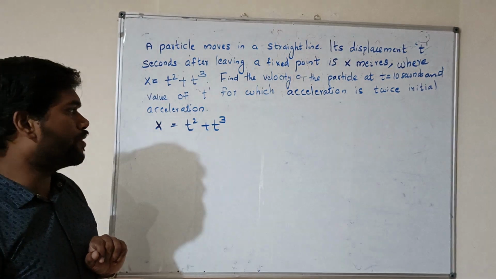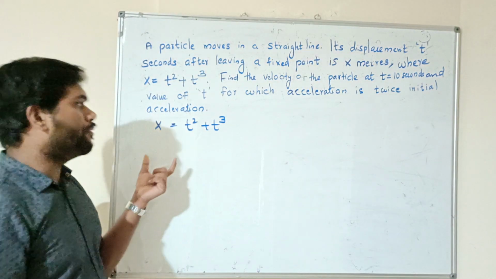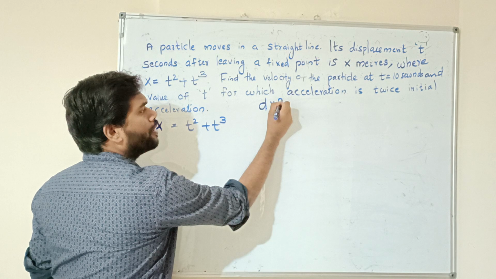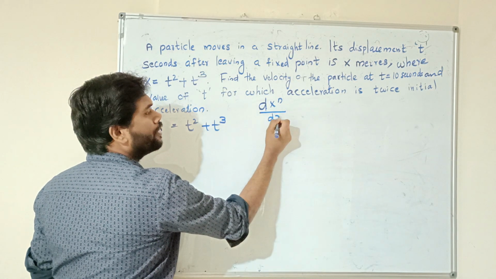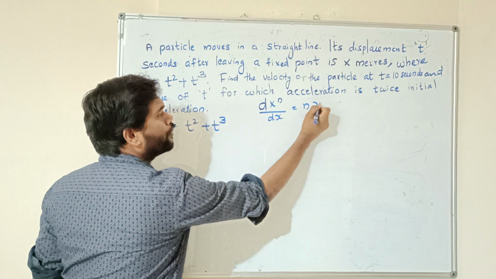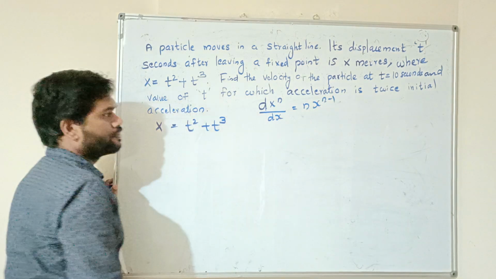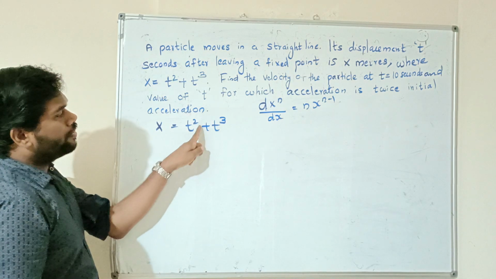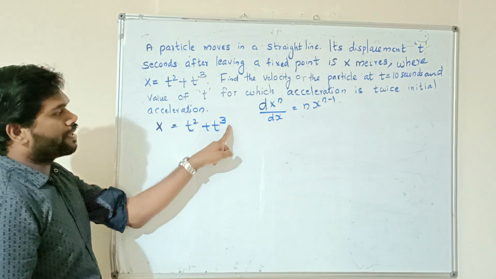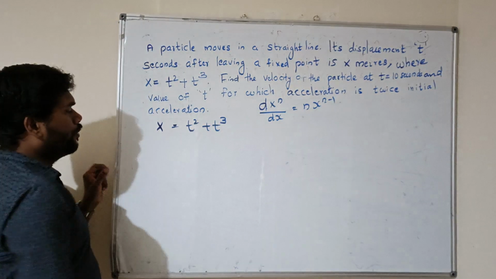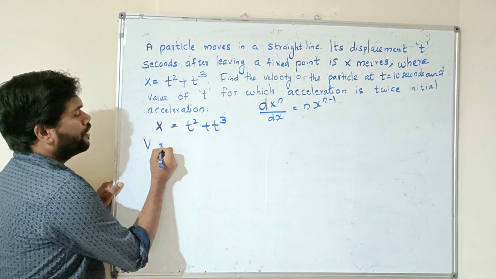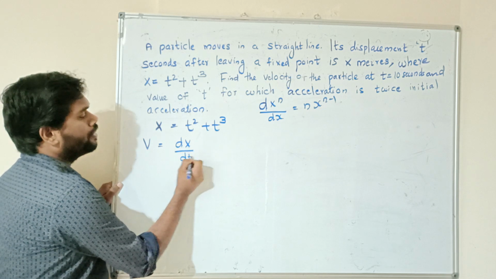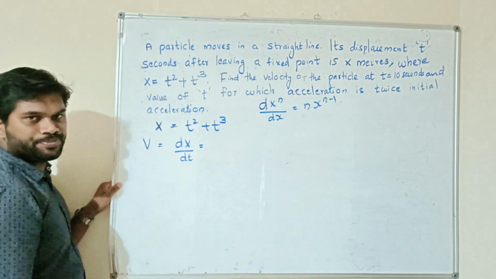So first we'll find the velocity. To find the velocity, we need to apply the differential calculus here. According to the rule of differential calculus, d of x raised to n by dx is equal to n into x raised to n minus 1. Here, in place of n, we have 2 in the first term, and in the second term, we have 3. We should find the velocity. Velocity is defined as the rate of change of displacement with the time, that is dx by dt.